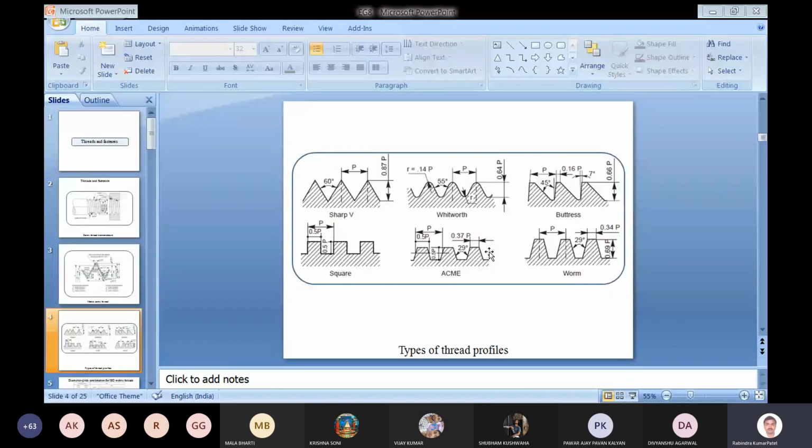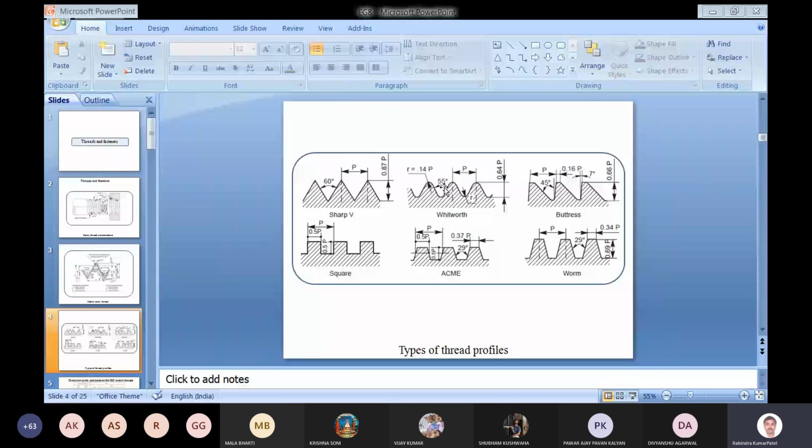And there are various forms of thread. Forms of threads means how they look, and based on their shape we call them different forms. The first one is sharp V, so it is like a V, and we call it V thread. In this, the angle of the thread is 60 degrees. There is another thread called Whitworth thread. It has a 55-degree angle, and other dimensions in terms of pitch have been given for all the threads.